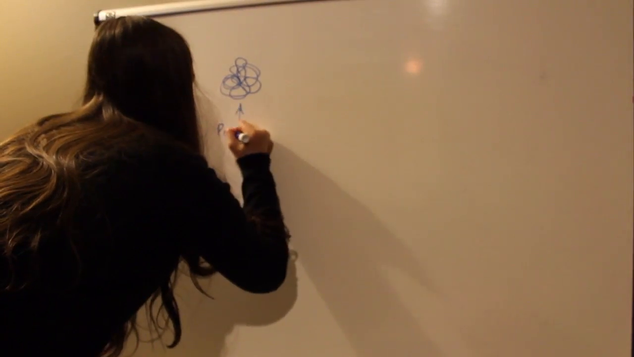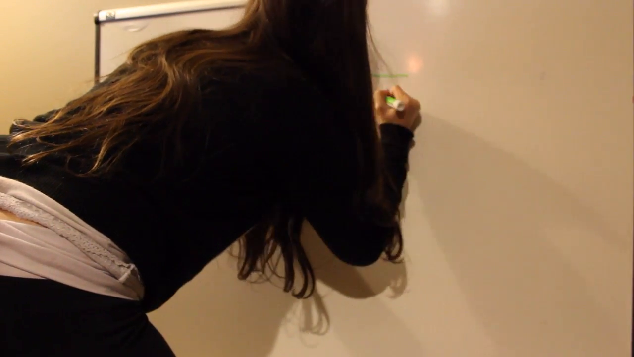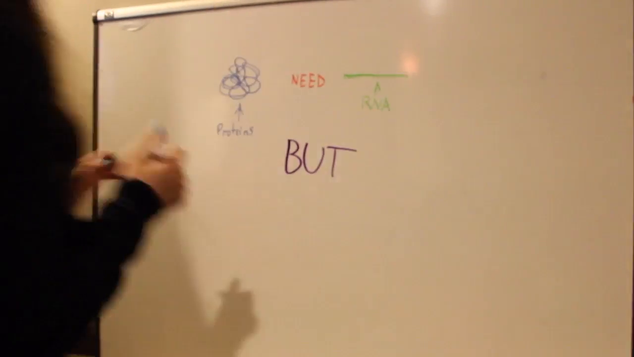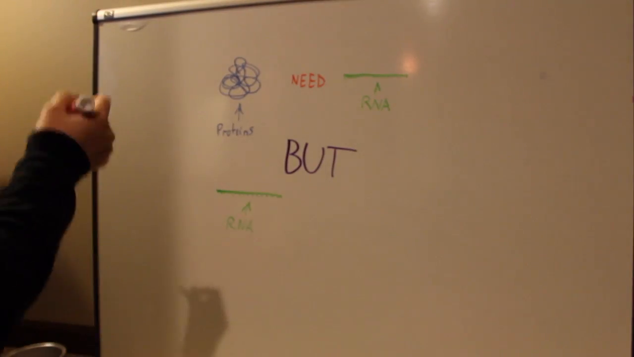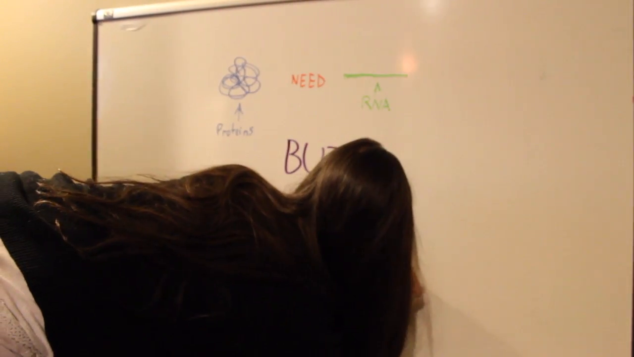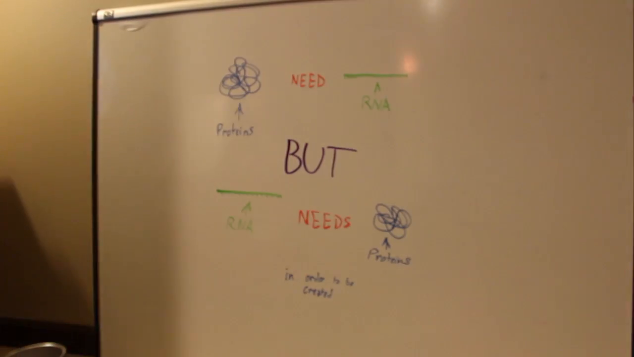So here I'll show another proof that cells could not have occurred by accident, and that is because proteins need ribonucleic acid, or RNA, in order to be created. But on the other hand, RNA needs proteins in order to be created. So how could that have happened? How could that have occurred that they both were created before the other one, or they both occurred at the exact same millisecond?